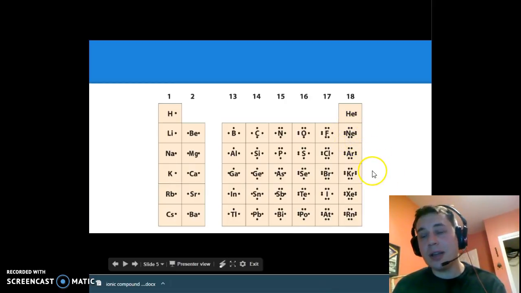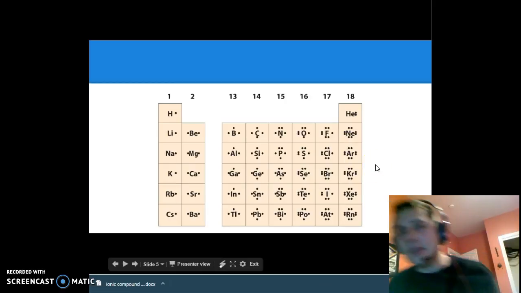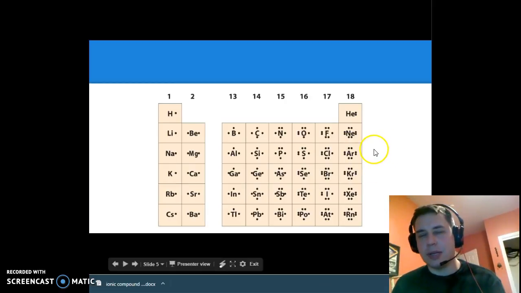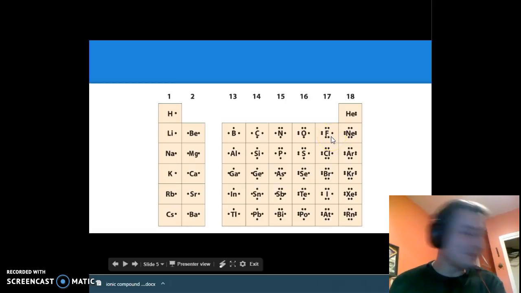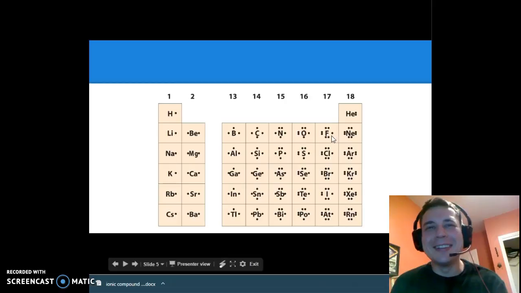We call this the octet rule. Oct meaning 8, tet meaning the thing it's trying to get to. Just know it's trying to get to 8 to be stable. Now, neon, very stable. Argon, very stable. Chlorine and fluorine, completely unstable. What they really need to become stable is to get 1 more electron. They're going to get that electron from anywhere they can get it, and that's why these are so reactive. They'll try and steal that electron off of anything out there.